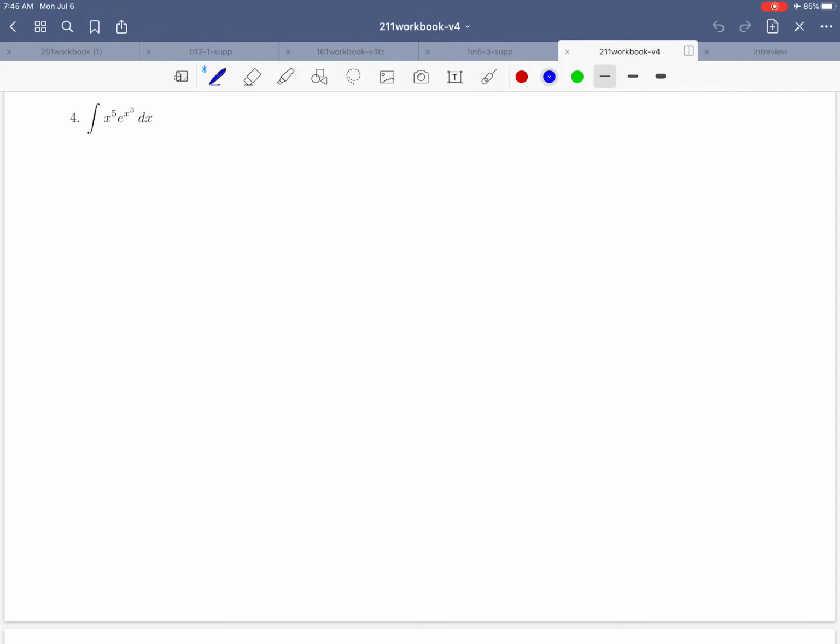Hello everybody, and welcome to exercise 4 on page 12 of the workbook. They're asking us to integrate the function x to the fifth times e to the x cubed. The form of this function is kind of complicated, and so this would be a difficult problem to do if we tried to attack it immediately using integration by parts.